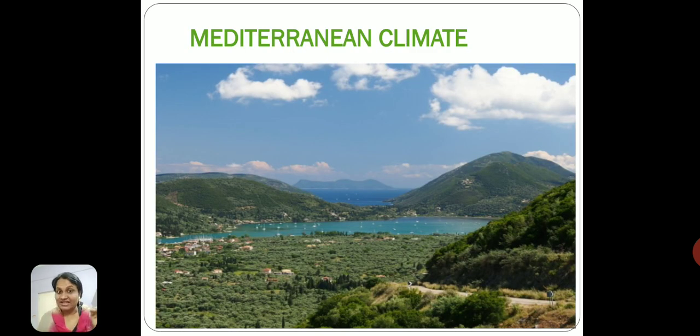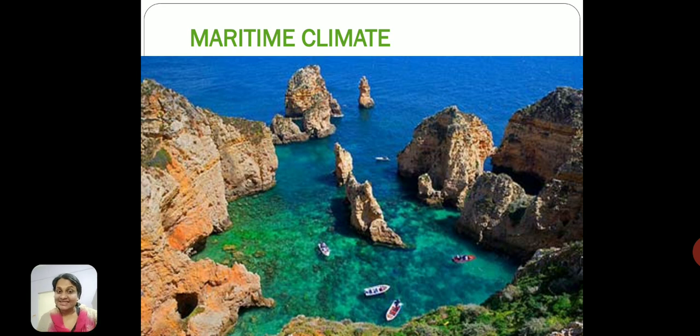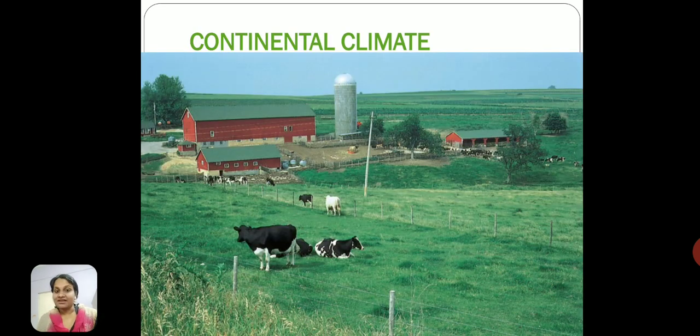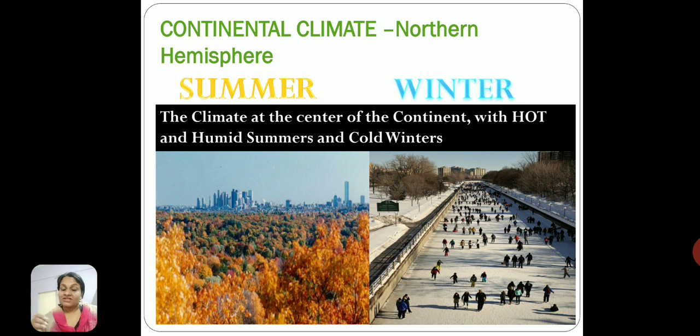All right, now the different climates that are found in the temperate zone. Within the temperate zone, there are different types of climates, of which we're going to focus on only two, which I'll come to later. Let's first look at the different climates. One is the Mediterranean climate, next is the maritime climate, third is the continental climate, and the fourth is the subtropical. So continental climate you will find in the center of the continent. You will find this climate specifically in the northern hemisphere.